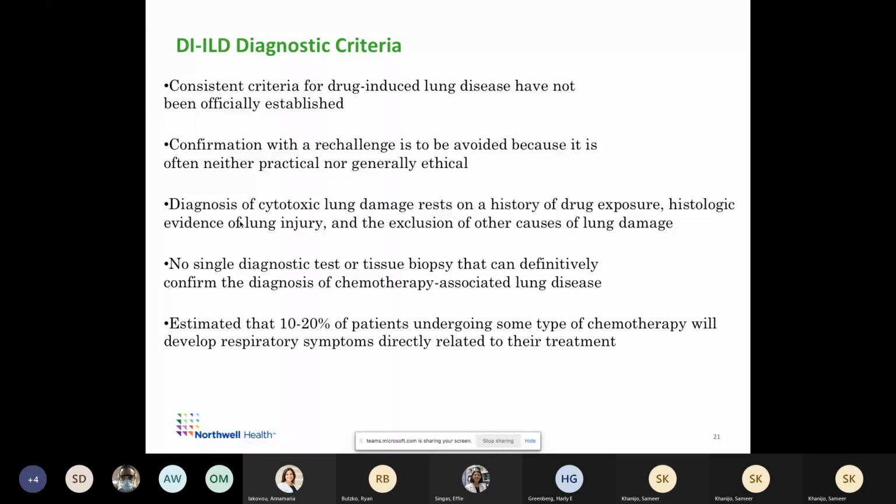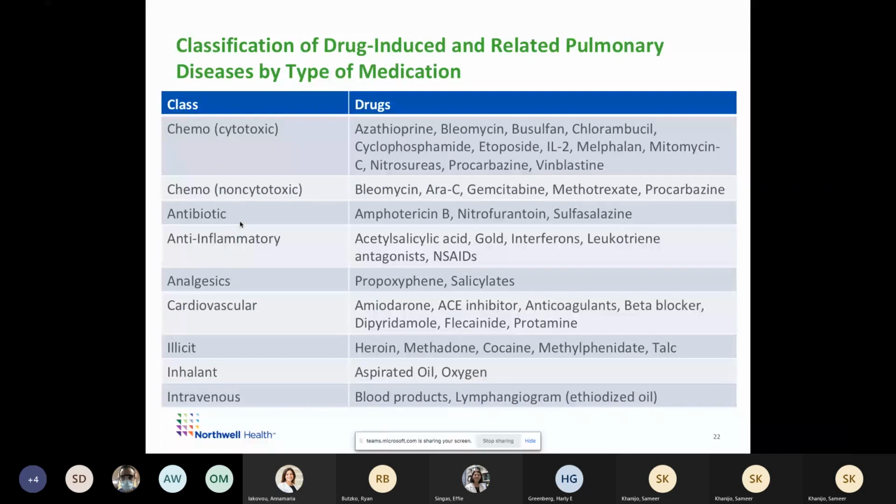For chemotherapies, it's estimated that 10 to 20% of patients will develop some respiratory symptom related to their treatment. It's then incumbent upon us and their oncologists and their primary doctors to determine whether that limitation is so great that they need to stop the drug, or the benefit is still more important and they should be treated through it. Again, another classification of drug-induced interstitial lung diseases is broken down by medications.